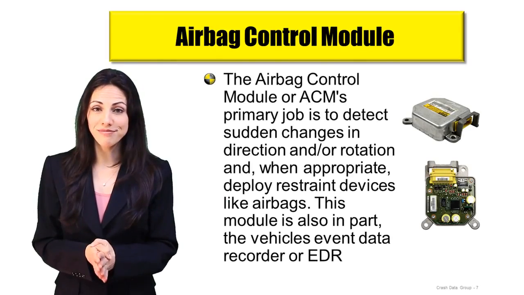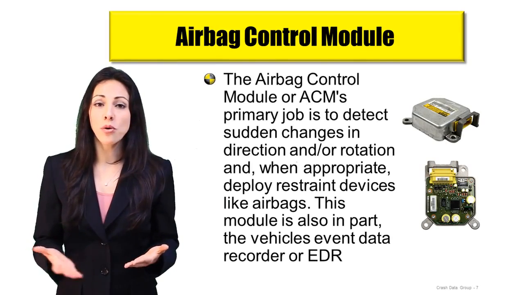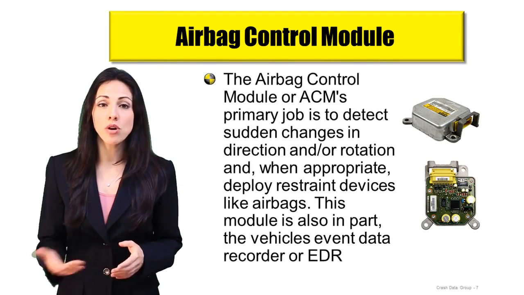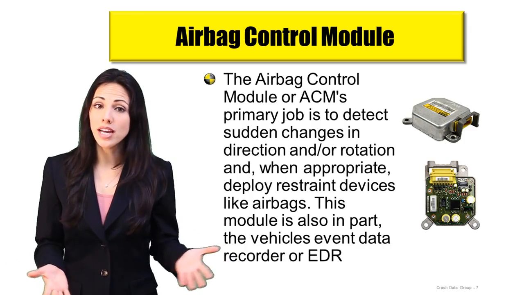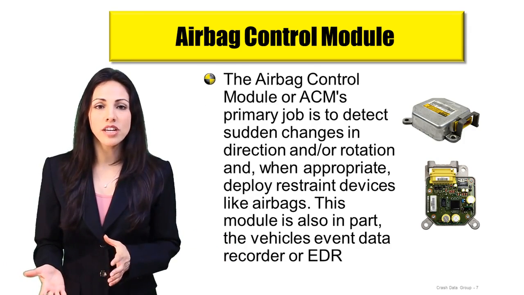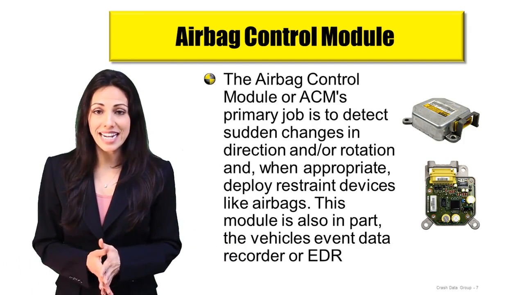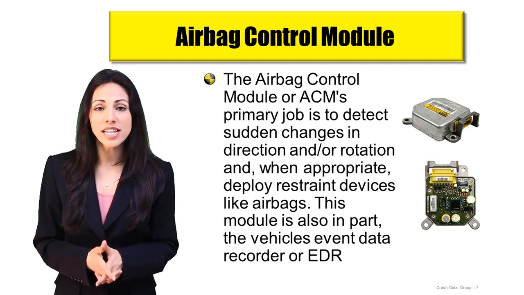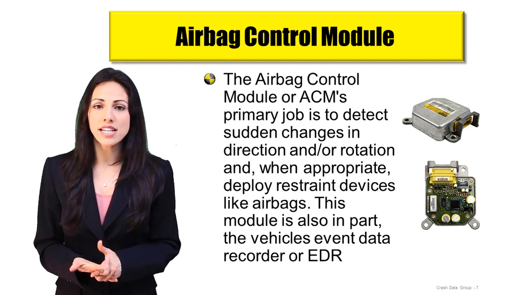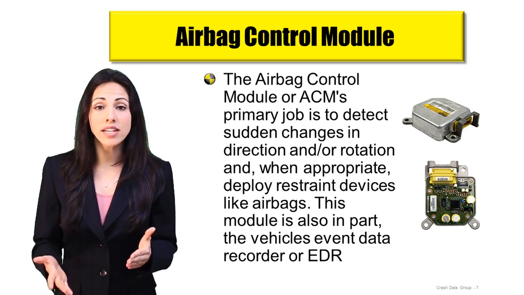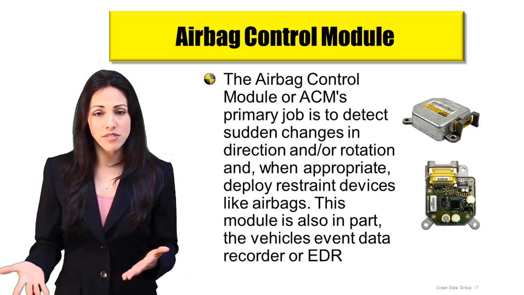Airbag Control Module. The Airbag Control Module, or ACM's, primary job is to detect sudden changes in direction and/or rotation, and, when appropriate, deploy restraint devices like airbags. This module is also in part the vehicle's Event Data Recorder, or EDR. The ACM uses certain bits of information, including that from crash sensing systems, seatbelt-related sensors, and occupant detection systems, to decide whether or not and when to deploy airbags and other restraint system devices.